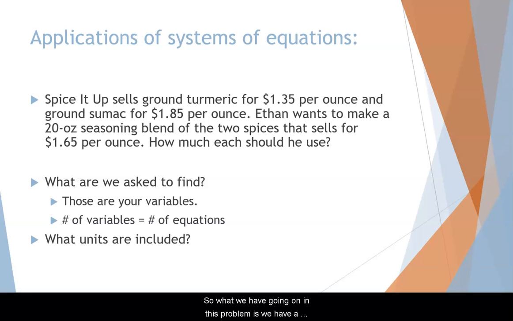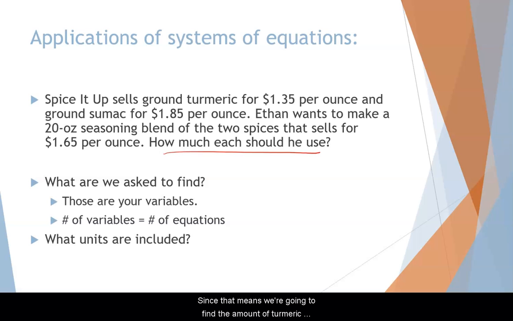So what we have going on in this problem is a certain amount of ground turmeric, which sells for a certain price, and a certain amount of ground sumac, which sells for a different price. And we want to make a 20-ounce seasoning blend that sells for $1.65 per ounce. There's a lot of information going on in here, and there's also a lot of questions. Oh, no. There's one question. How much of each should he use? I suppose another question is why he's blending on price versus on taste, but how much of each should he use is what we're trying to answer.